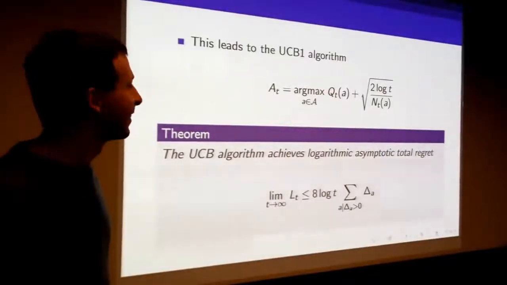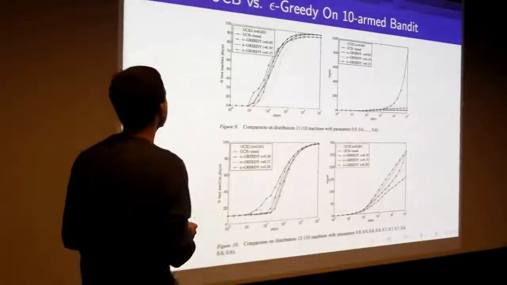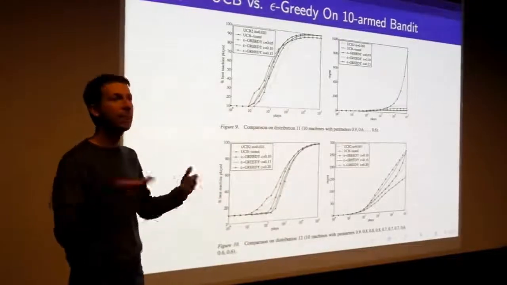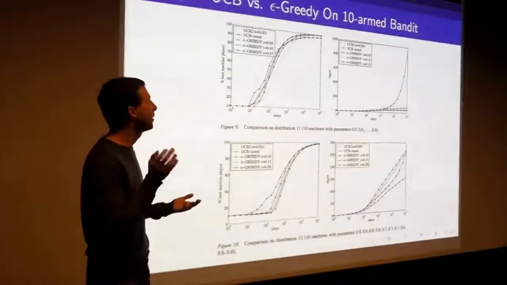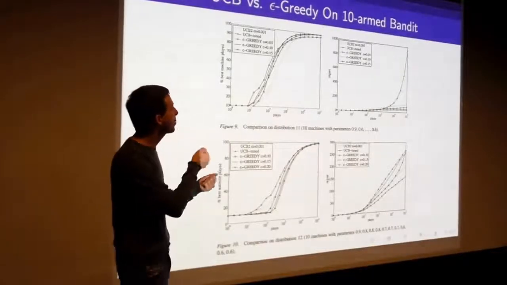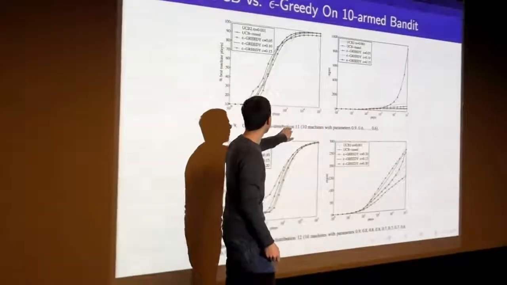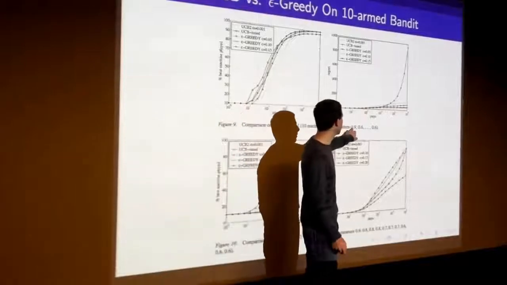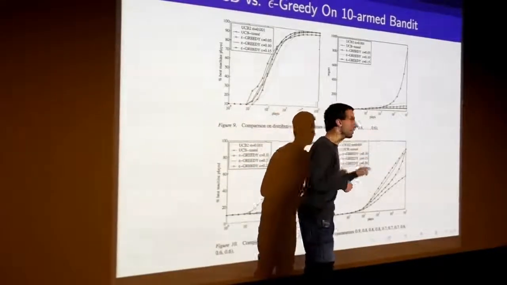Right. Okay. So it's an algorithm. How does it do in practice? This is comparing UCB and epsilon greedy on a 10-armed bandit. This 10-armed bandit has particular characteristics on the arms, and this is looking at different types of distribution. So this is like 10 machines which have parameters where one of them pays out 90% of the time and all the others pay out 60% of the time.